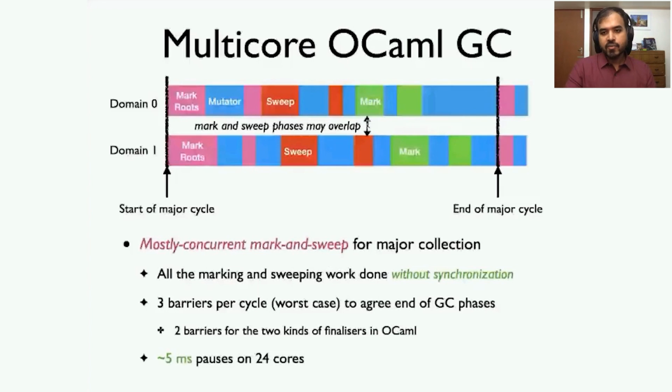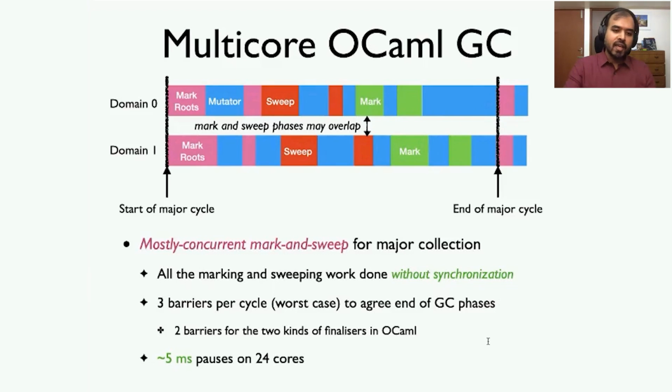And the only synchronization that we need is at the end of the major cycle, where if you ignore finalizers for the moment, all we do at the end of the major cycle is all the domains just agree that all the work that is necessary for the cycle is done, and we can continue with the next cycle, right? And because OCaml is a real language, we have advanced mechanisms such as finalizers, ephemerons, weak references, and so on. So in order to support this, in the worst case, we need 3 barriers per major cycle, right? And 2 of these barriers are required for 2 different kinds of finalizers in OCaml.